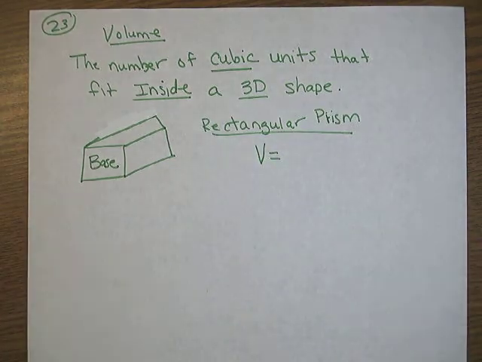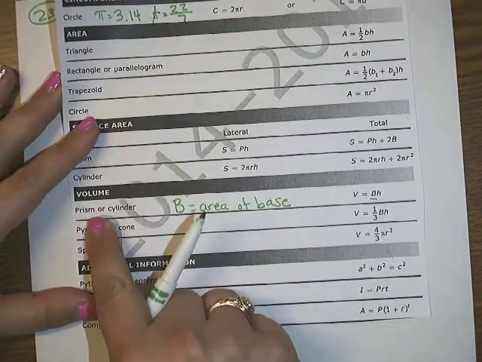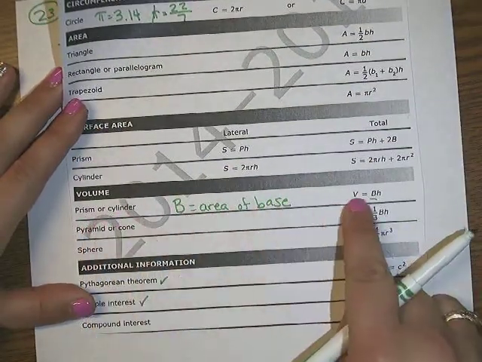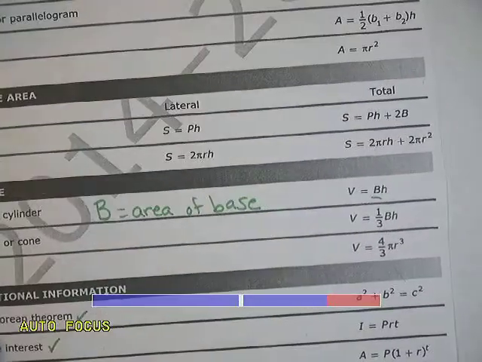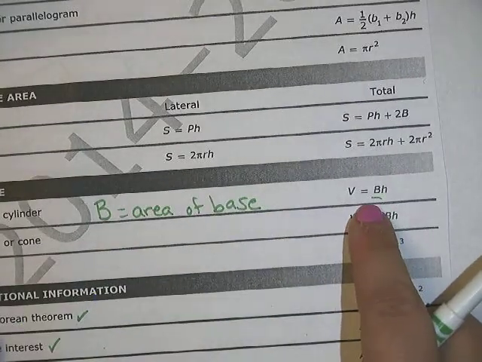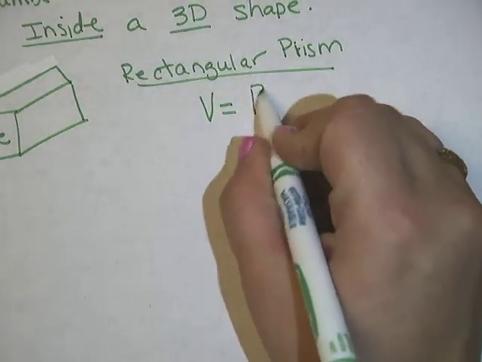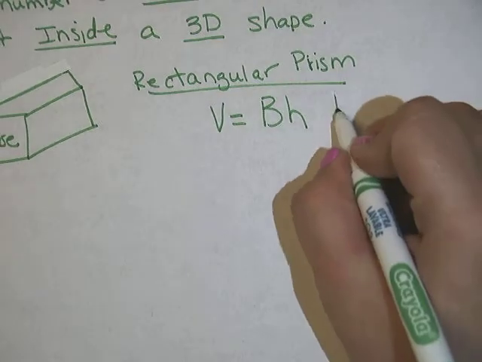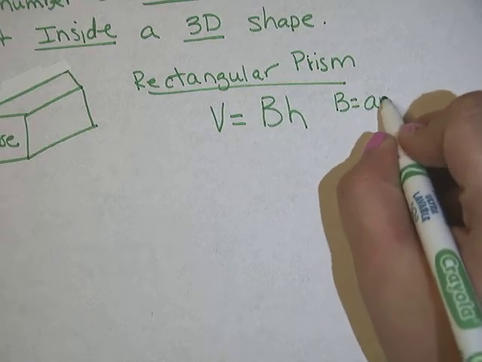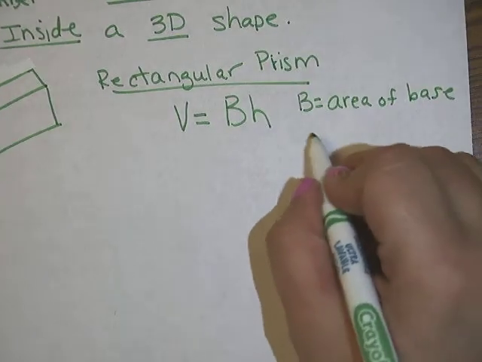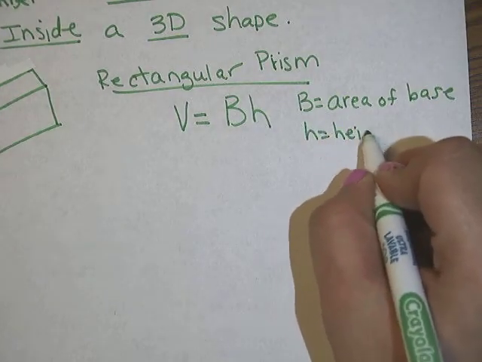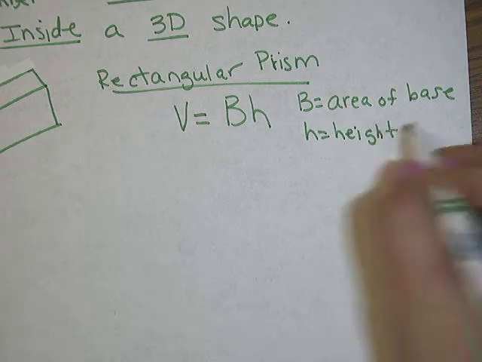Okay? So if we look at our formula, the formula for the volume of a rectangular prism, it's all prisms, you see that on your formula chart? I see V equals base times height. Capital B times H. Okay, capital B means what? Area of the base. And the H means what? Height.